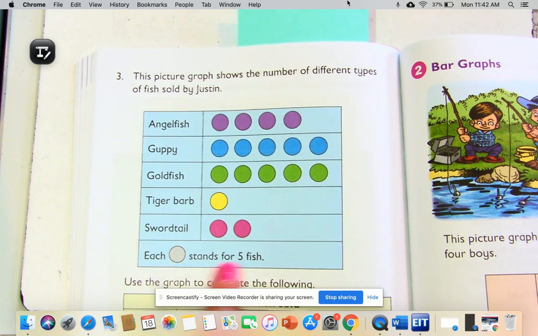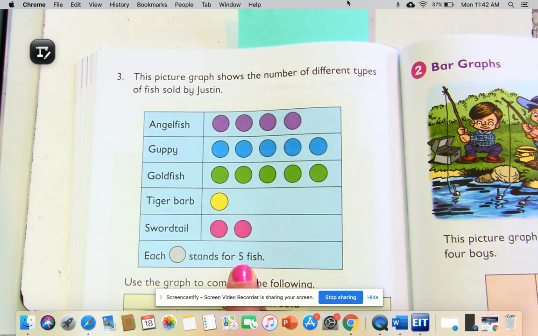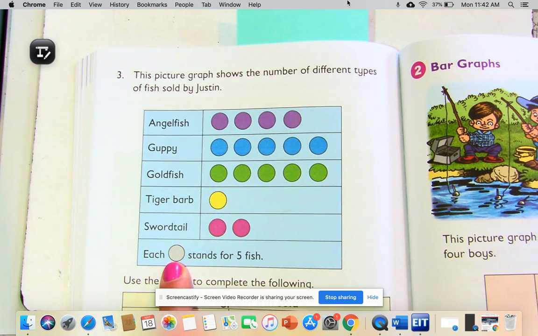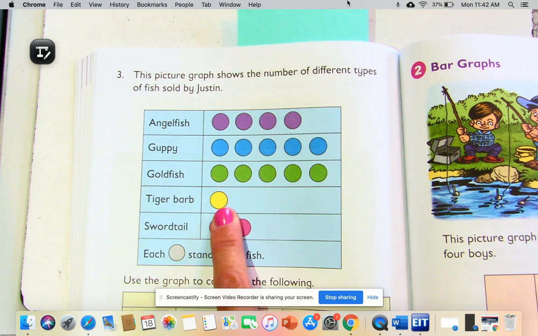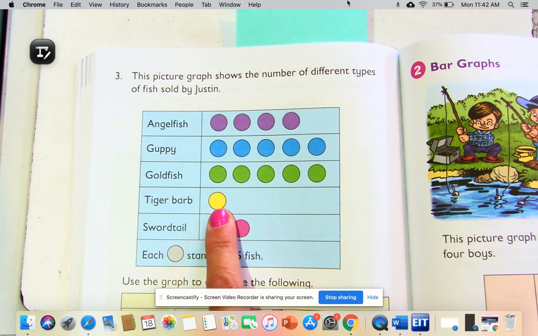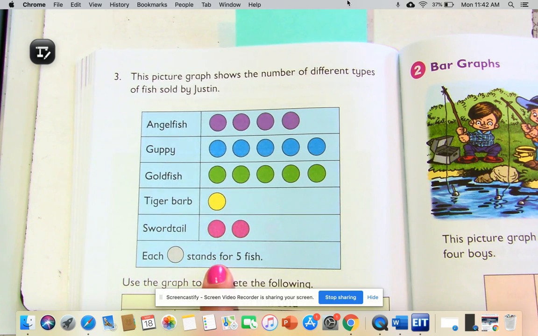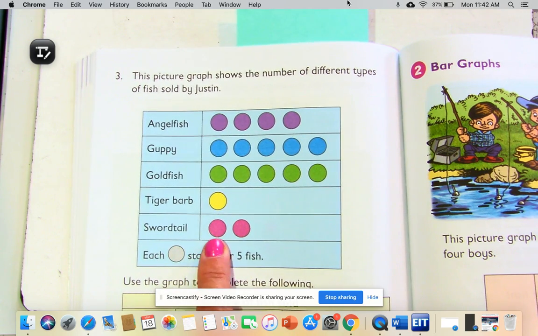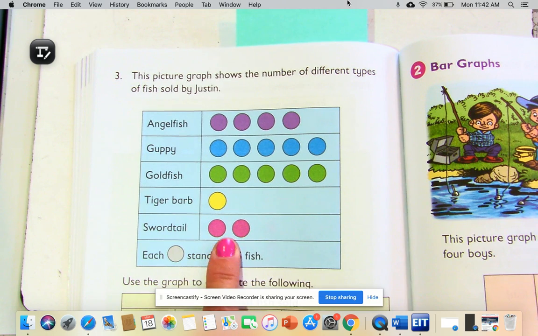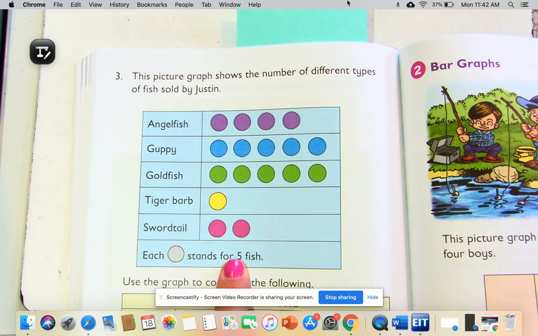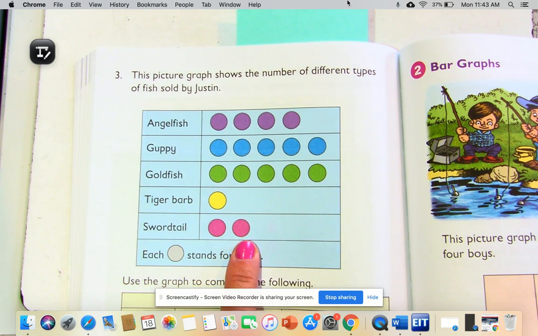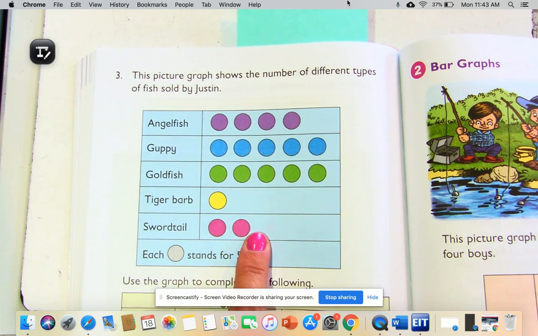And very important that we look at our key. Each circle stands for 5 fish. So I can see right away, this one only has 1 circle. So he must have sold 5 tiger barb fish. And here we have swordtail would be 5, 10. This would be 10, right? And we can skip count by 5, or we could multiply. So I could say 5, 10, or I could say 5 times 2 is 10.